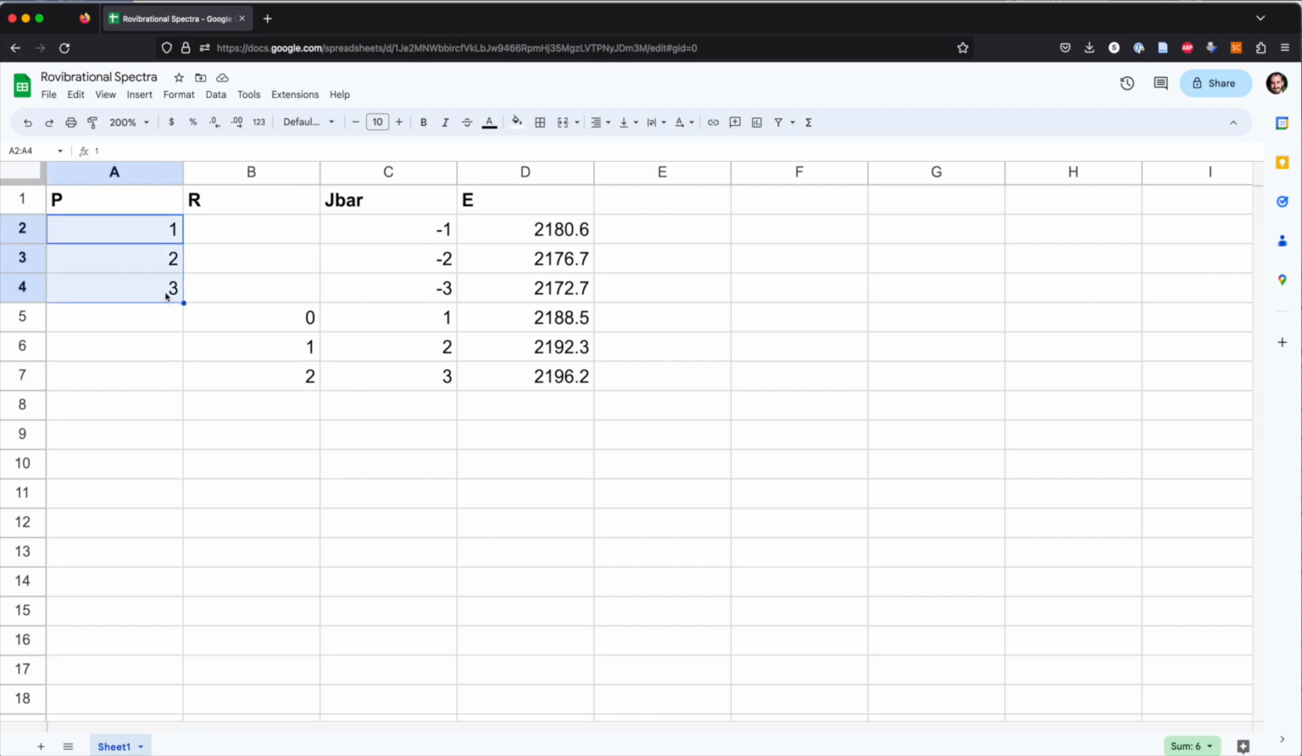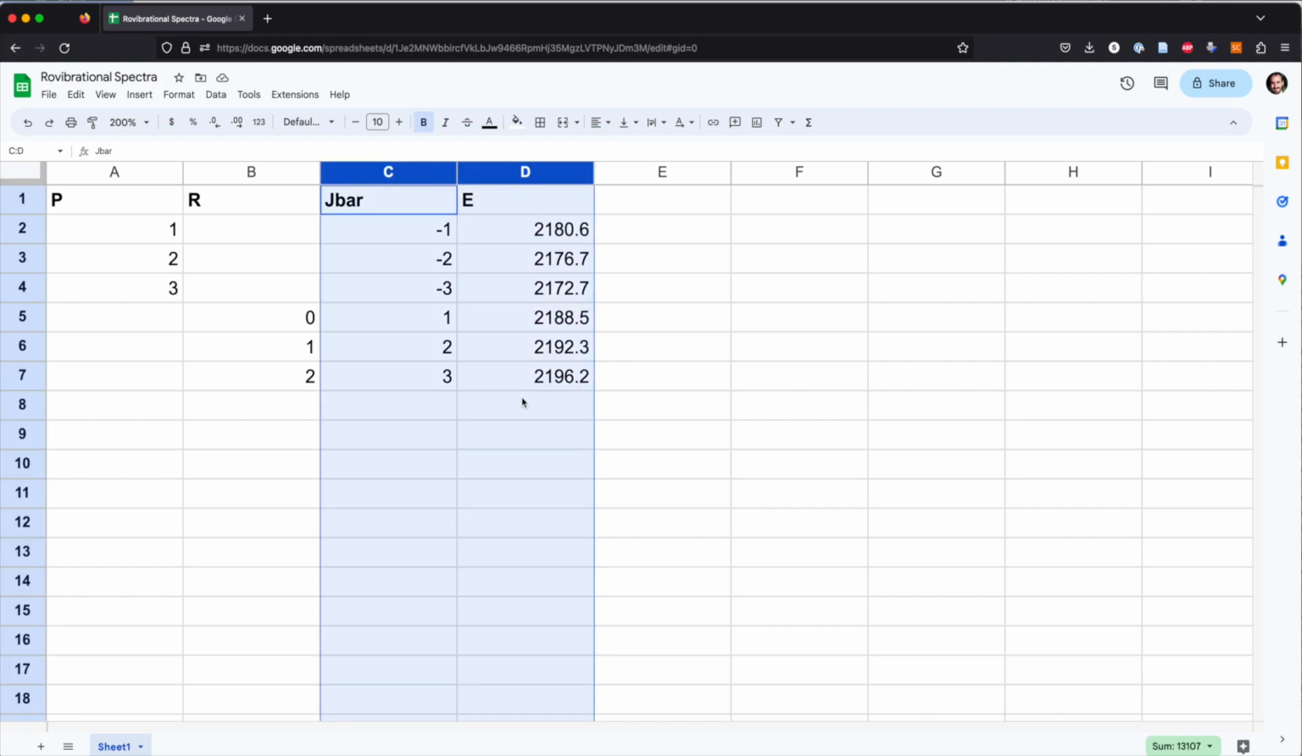So we take these values, and we can use these directly to figure out J bar, which is just minus in the P branch, and then you do plus 1 from R to get to the J bar. So we have our x-axis values here, and then we have our observed energy values here. And so let's go ahead and just make a plot out of this.